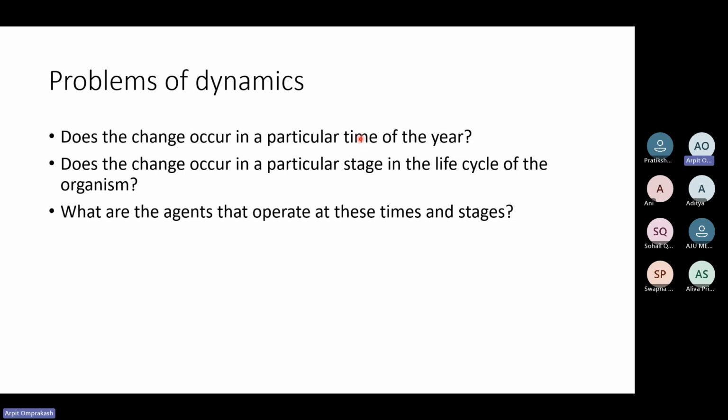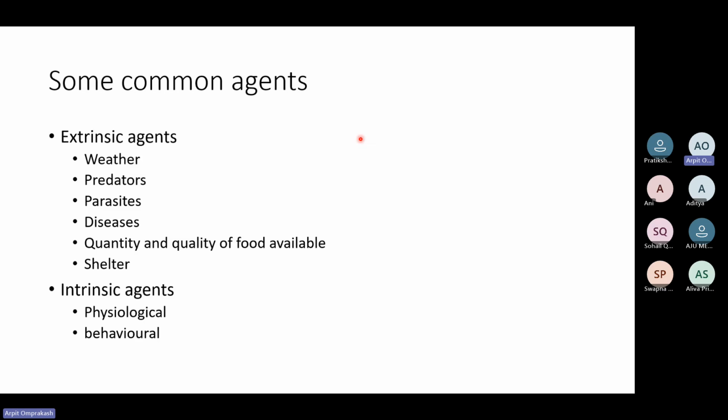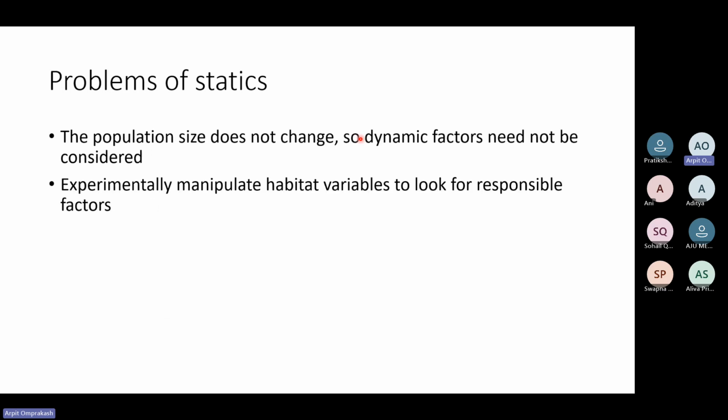When we're looking at dynamics of population, we have questions like: does the change occur at a particular time of the year? Does the change occur in a particular stage of the life cycle? What agents operate at these stages? Agents can be extrinsic agents such as weather, predators, parasites, diseases, or intrinsic agents such as physiological or behavioral responses.